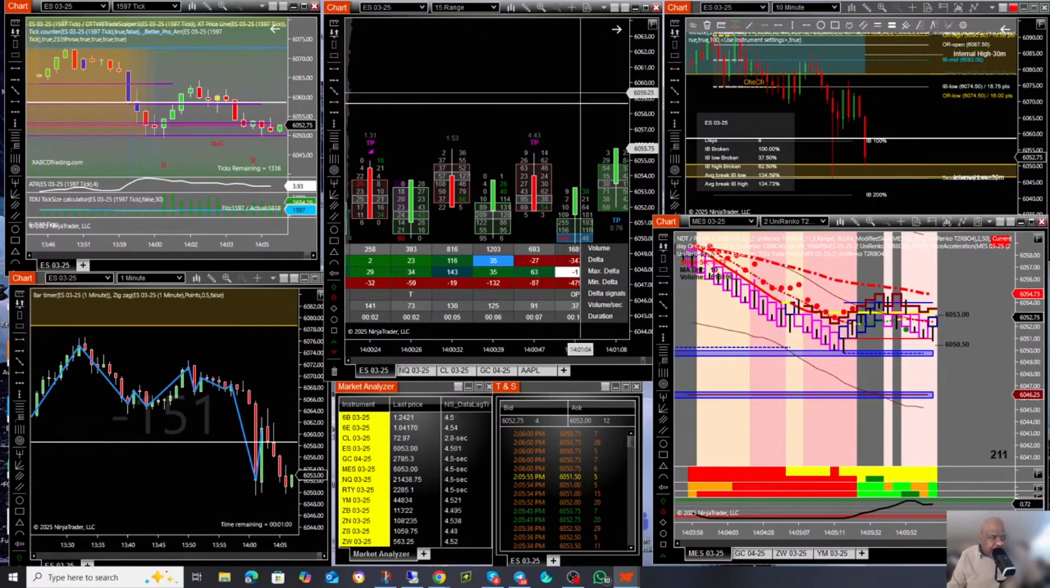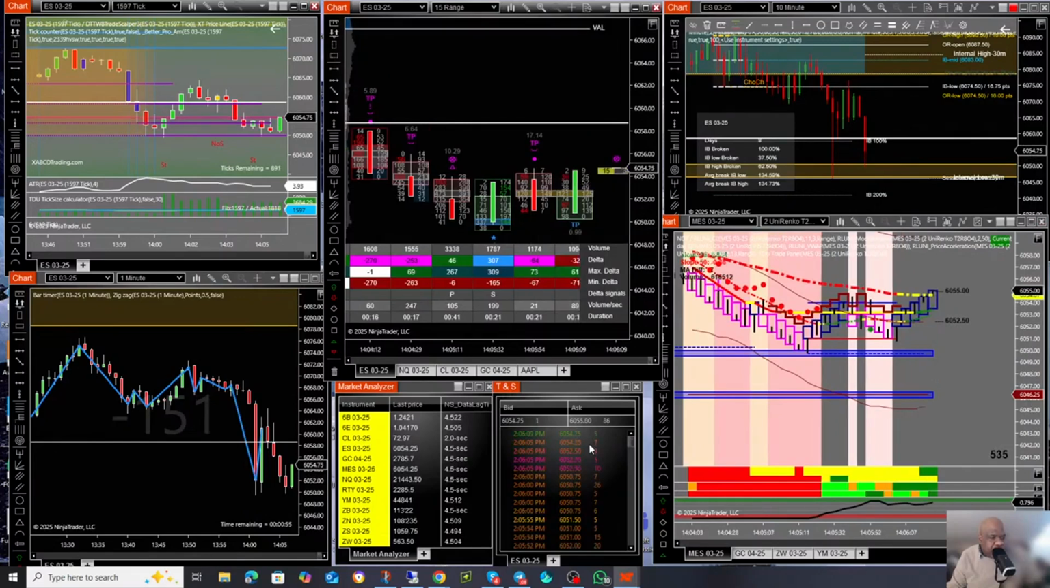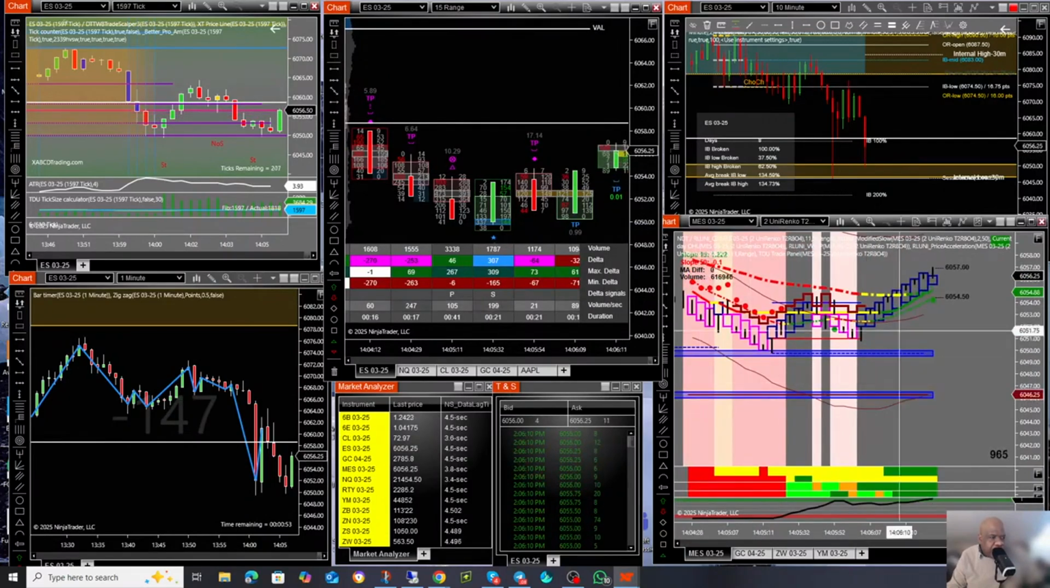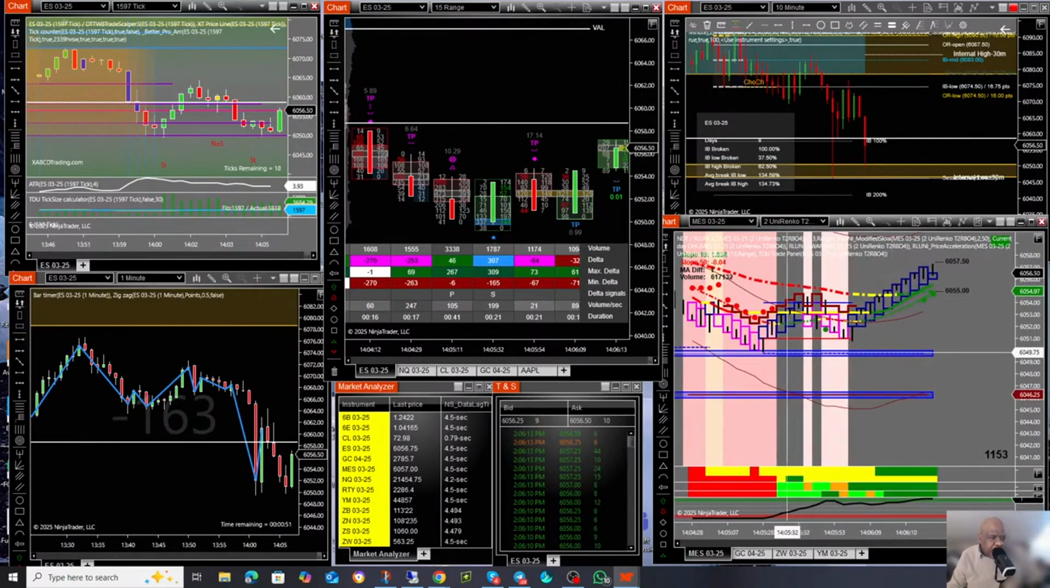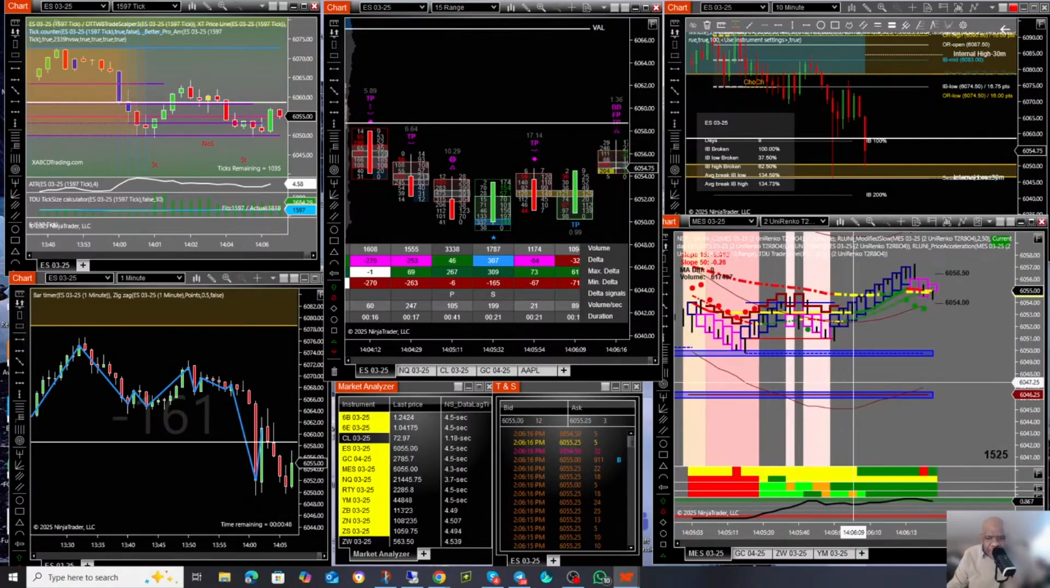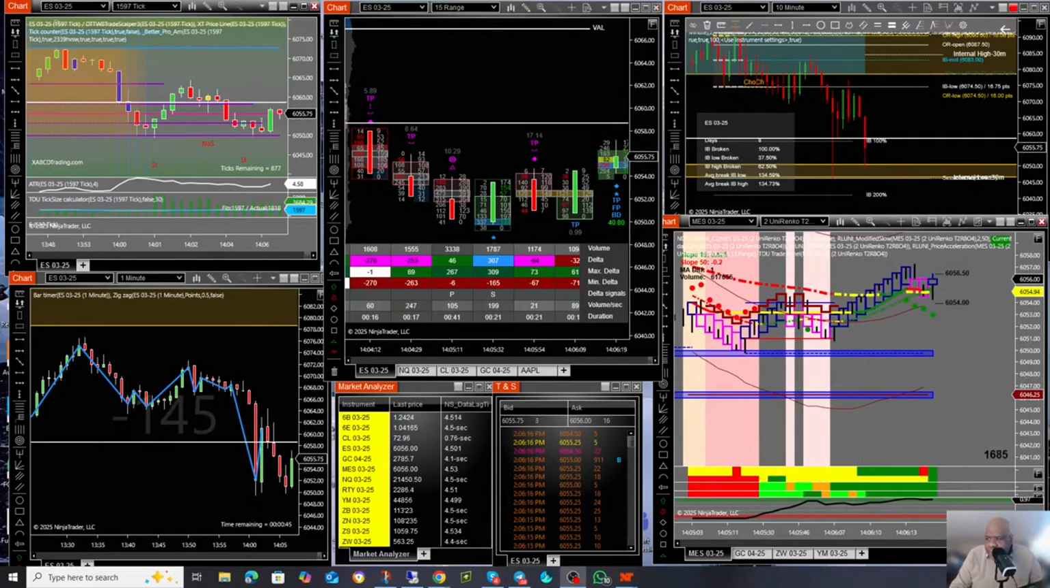Though things are lining up to the downside here. Things are lining up to the downside. Yeah, this is why you don't sell into pivots right here. We're seeing it live. You don't sell into pivots like this.